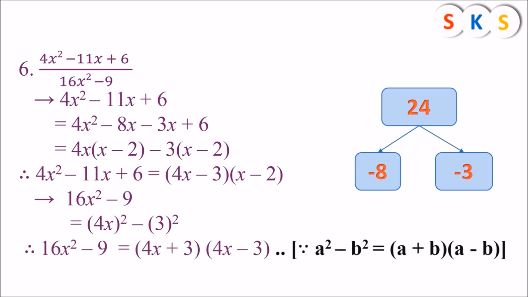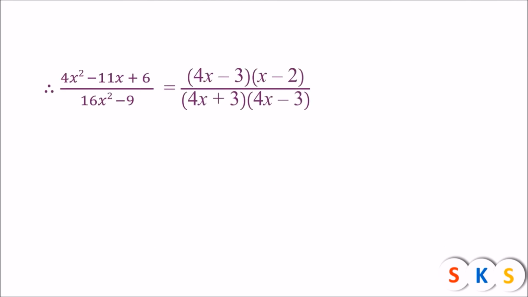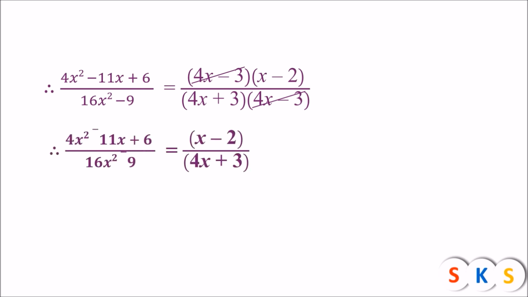After factorizing the numerator and denominator, we are going to substitute the factors in the expression. Now what will happen? 4x minus 3 and 4x minus 3 will get cancelled. The remaining would be the answer, that is (x minus 2) upon (4x plus 3).